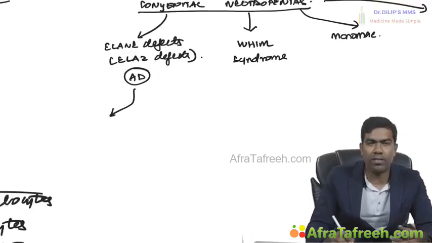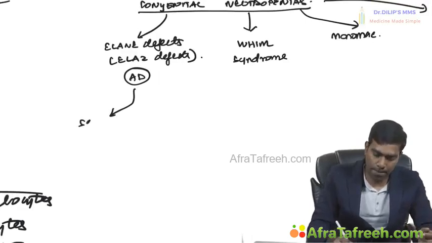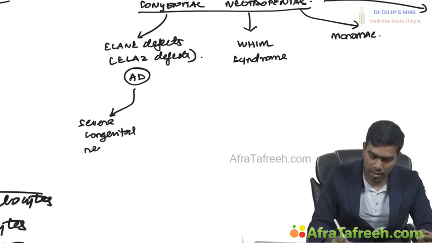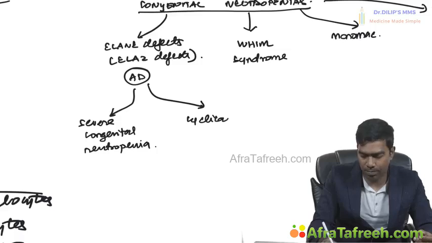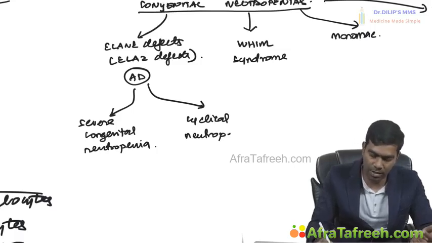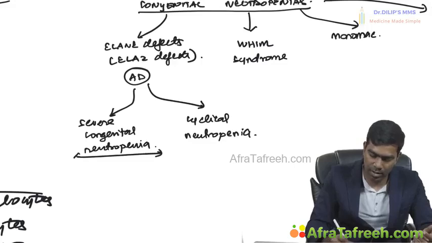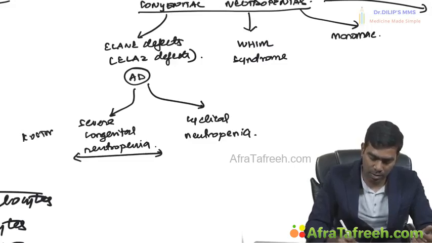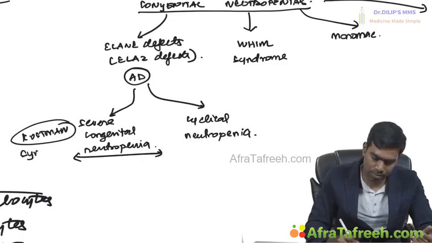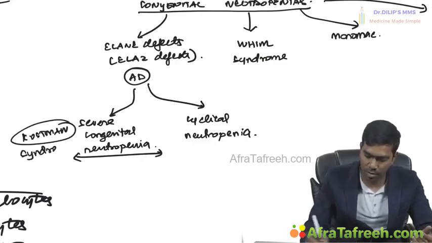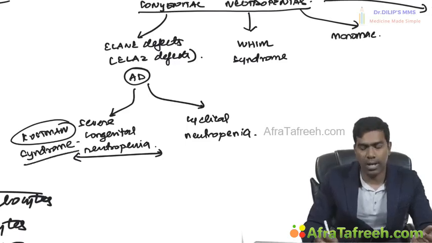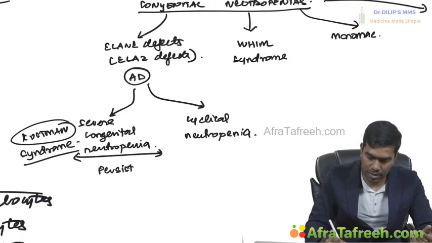These ELA2 defects again are divided into two types. One is called severe congenital neutropenia, and the second is cyclical neutropenia, depending on the severity of the neutrophil elastase gene defect. In severe congenital neutropenia, otherwise referred to as Kostmann syndrome, the neutropenia is persistent in this condition.